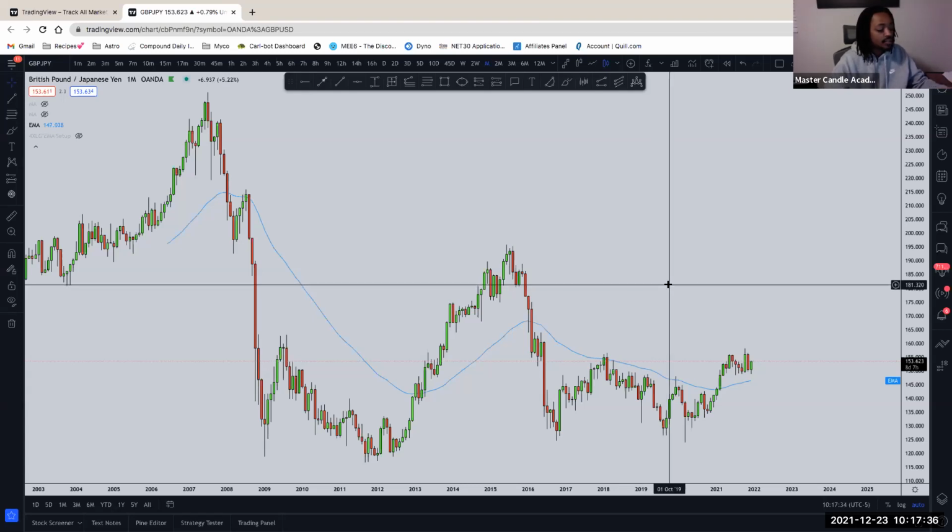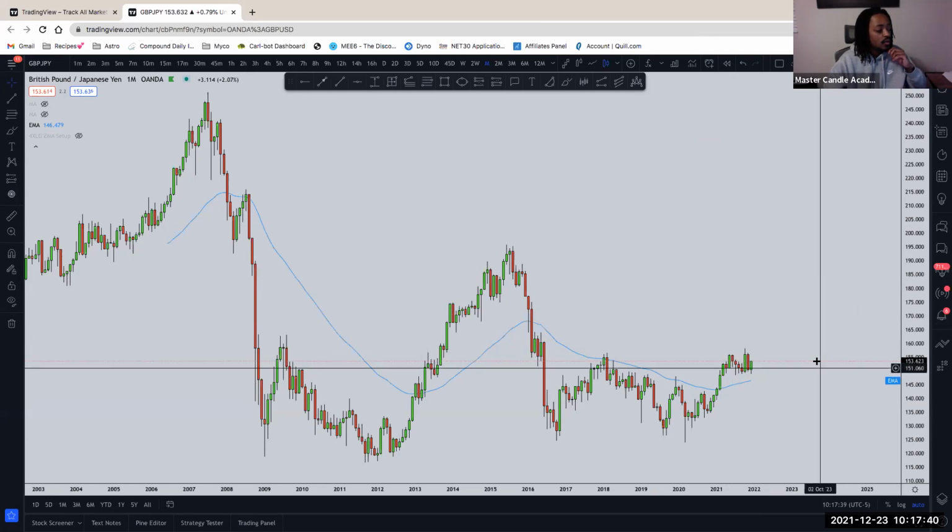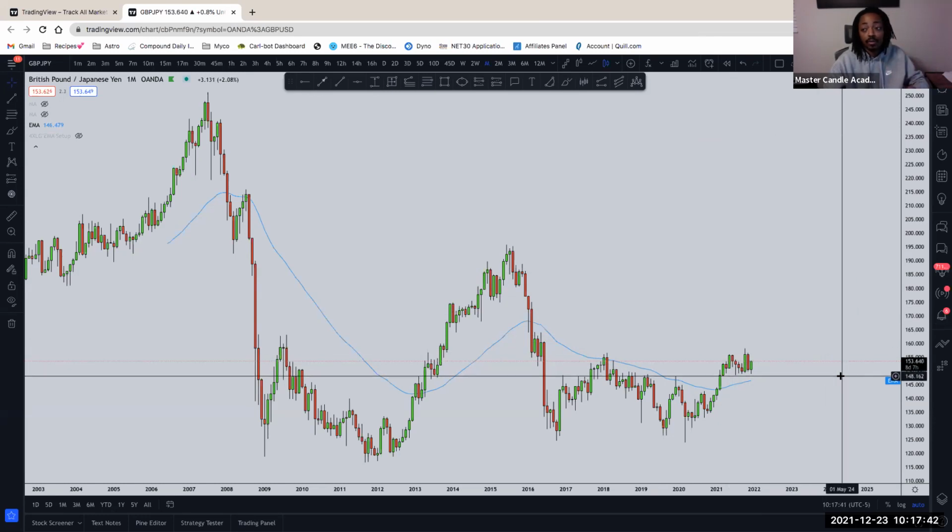So right now, for example, we're looking at a monthly time frame. Can anybody tell me what pattern they see forming on this time frame for GJ? This is GBP JPY. Can anybody tell me what pattern we see forming on the monthly chart?